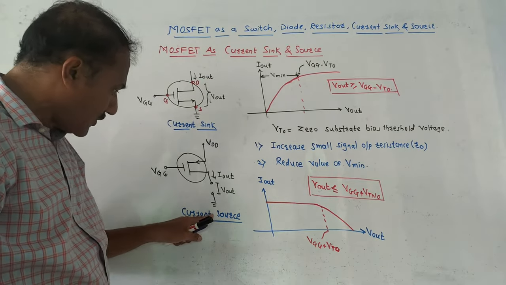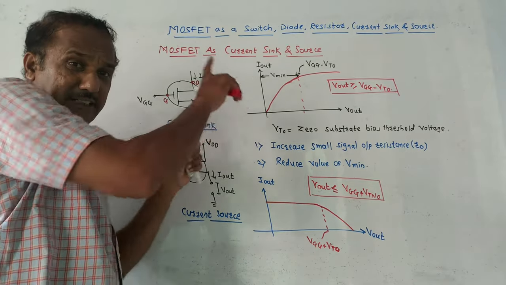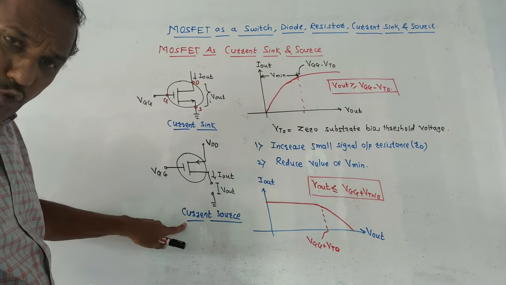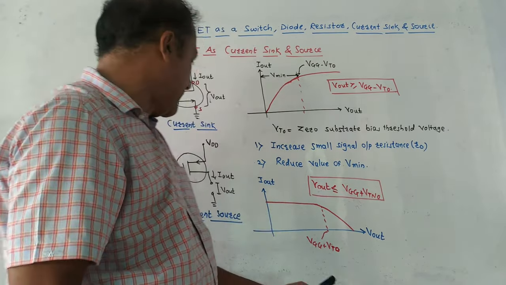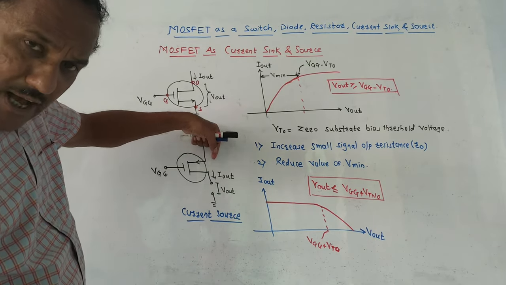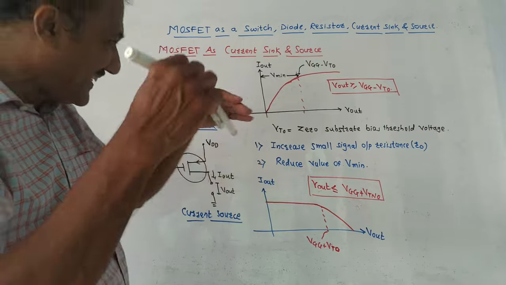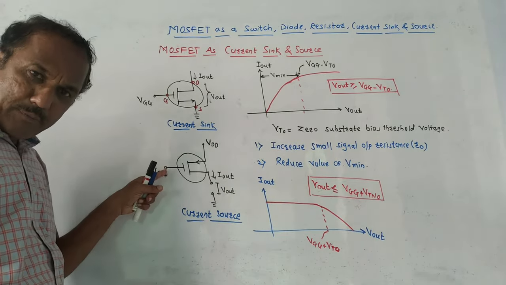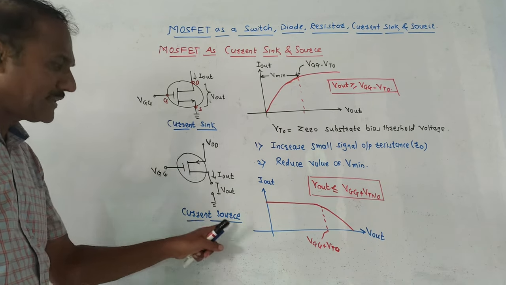Whereas, current source means it is giving out the current. So, in this diagram, the current I out is moving away from the MOSFET. So, it is acting as a current source. So, this is the diagram which represents how MOSFET can act as a current source.